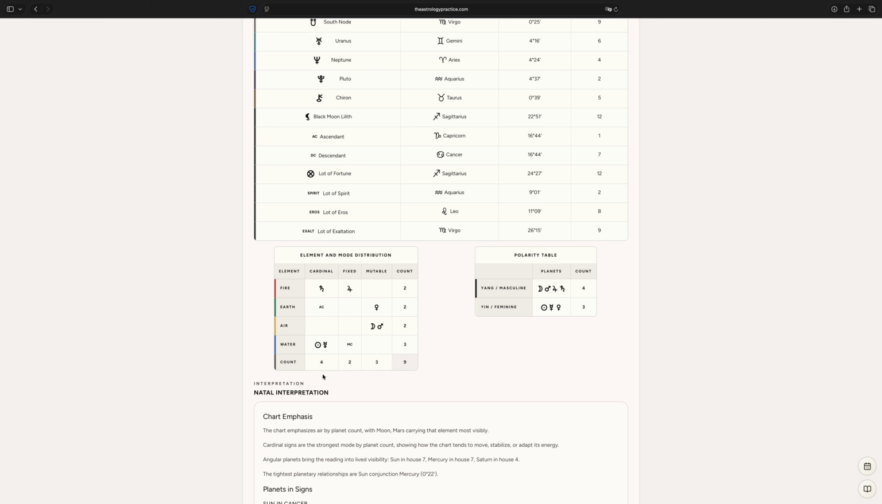That's something you can gauge from the element and mode distribution. And for the polarity table, again, we have a pretty good distribution. I've only included this because I do have a feeling that people who have lots of planets in masculine signs tend to be more active, more type A personalities. They want to impose their will on the world. They want to change things. When something doesn't go according to plan, they are more comfortable getting up and changing direction, doing something about it.